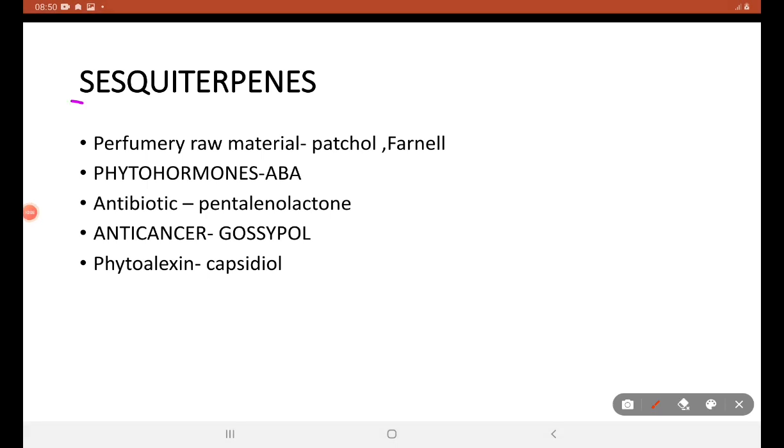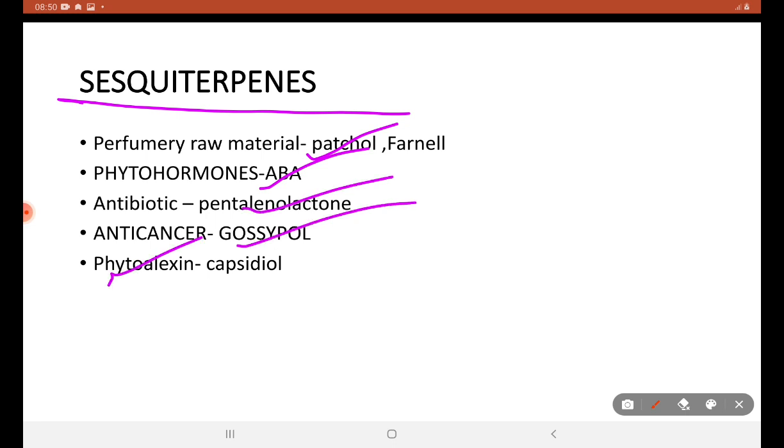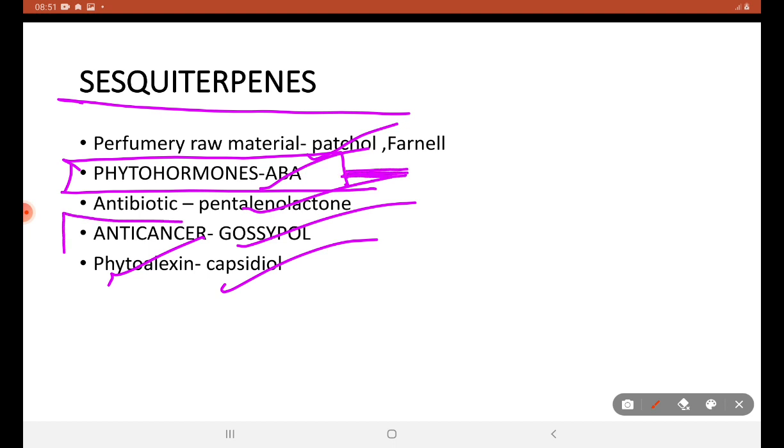Sesquiterpene: perfumery raw material, patchouli; phytohormone, abscisic acid; antibiotic, pentalenolactone; anti-cancer, gossypol; phytoalexin, capsidiol. This we have seen in another video as well, in phytohormones. This we will see in cell biology when it comes to cancer biology.